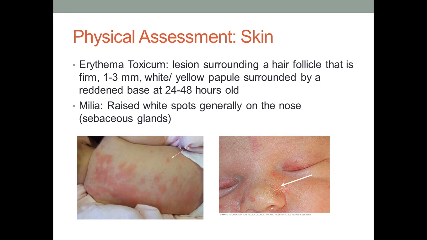Know these terms. Erythema toxicum, as you can see in the first picture, is a little lesion that's around a hair follicle. It starts to show at about a day or two old, and it has a whitish yellow papule in the middle. The red portion of it can be 1 to 3 millimeters in diameter.